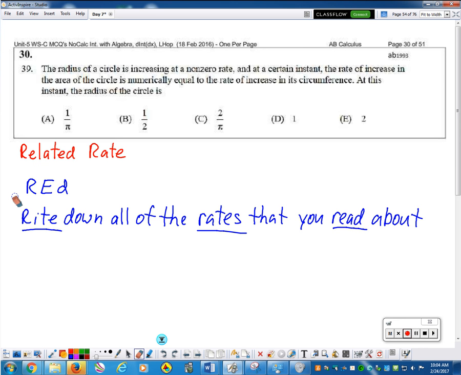Look up. Gotta move a little quicker. Okay, so you write down all the rates that you read about in the problem. So someone raise your hand and tell me what is one rate that you are reading about as you read the problem. I'm trying to use as many R words as I possibly can to emphasize the fact that you are writing down all the rates.